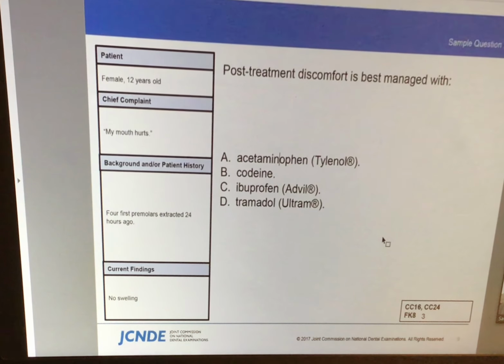For a patient who doesn't have any medical history, who is healthy, and it's a simple extraction, you're not going to give opiate medication like codeine or tramadol, right? So your option is between Tylenol or ibuprofen. But Tylenol doesn't cover the inflammation, so that's the reason why ibuprofen is the best answer here.